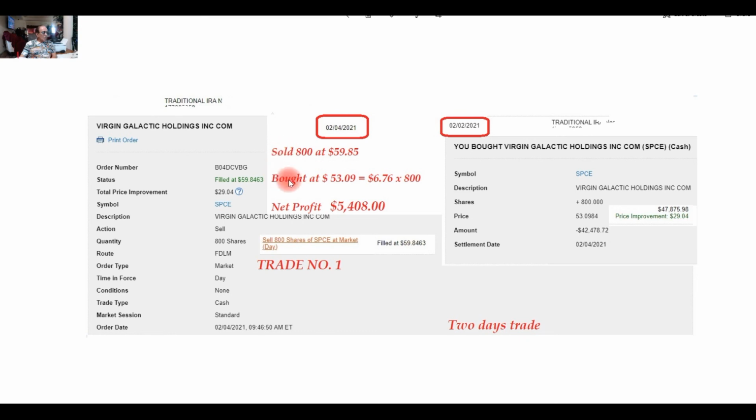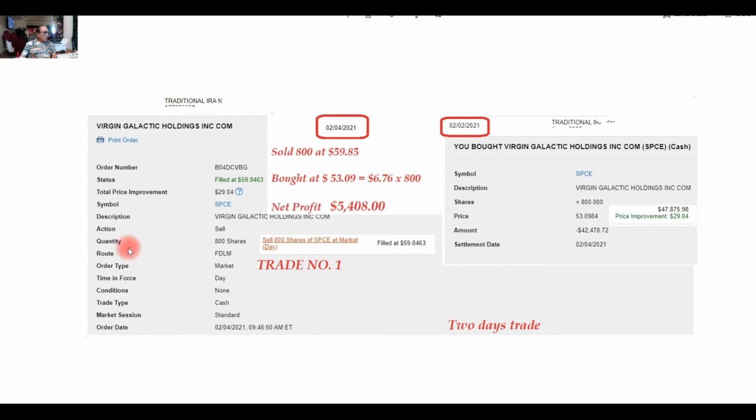So we bought it at 53.09. We sold it at 676 times 800. So that's at $59. So you take the difference of this stuff, and the net profit. You see, we're going to make from 59 to 53 is $6. We multiply that times 800. And this is $5,408.